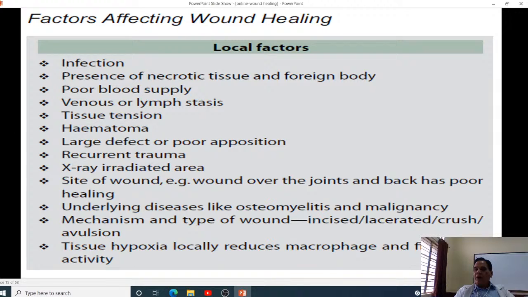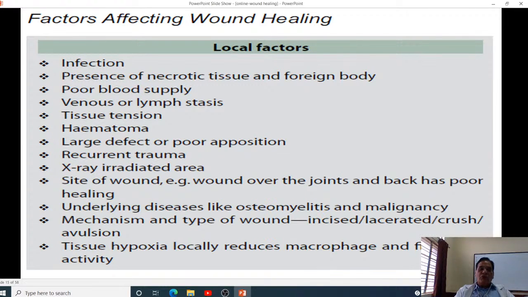Similarly, proper venous and lymph drainage has to be there. In trauma, there is venous edema, lymphatic edema, again hampering wound healing. The tension in the tissue, hematoma, poor apposition of the wound layers, and unfortunately recurrent trauma. Once trauma is treated, it again gets trauma at the same place, which is very common. It is a local factor.